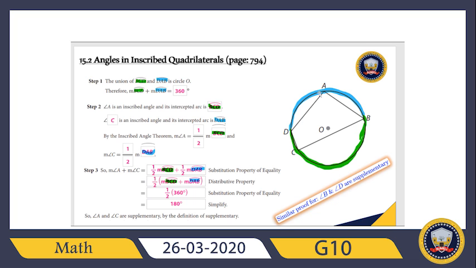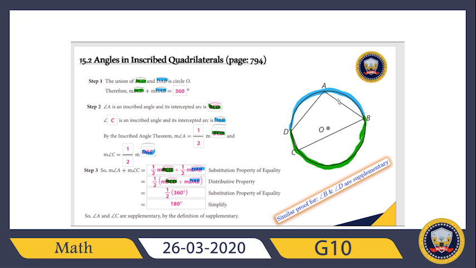Now, look at the angle A. It is an inscribed angle and its intercepted arc is BCD. Look at this angle here. What is its intercepted arc? It is BCD. Now, for the angle C, what is its intercepted arc? It is DAB.